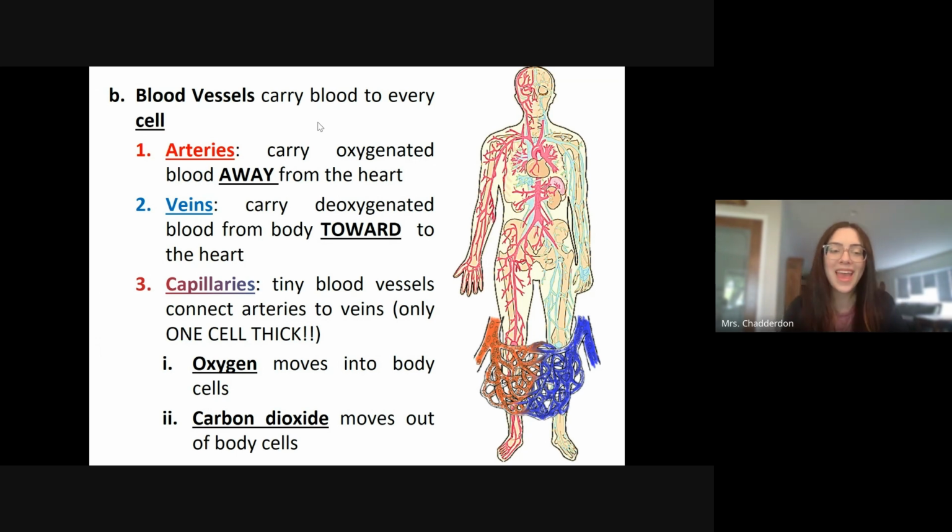Okay, and then the third type is the capillaries. They are tiny little blood vessels that connect arteries to veins. They are only 1 cell thick. That's super important because your capillaries, through that 1 cell wall, oxygen can move across that wall. Carbon dioxide can move across that wall. So oxygen moves into your body's cells and carbon dioxide moves out of the body cells.